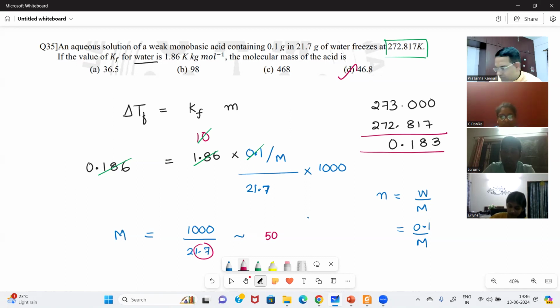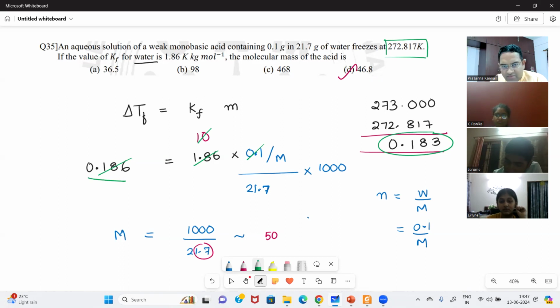Yes, Ranika, Evelyn, others who are there on the call. Sir, can you explain this simplification part again, sir? Sure, Evelyn. Especially in competitive examinations, because you don't have a calculator, you have to do it faster, smartly and quickly, right? So that's why the first approximation I did is, I'm getting 0.183, right, Evelyn?